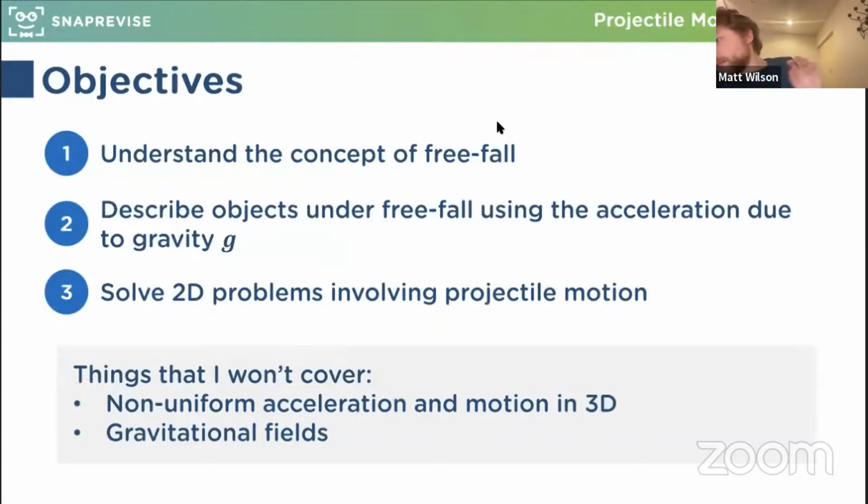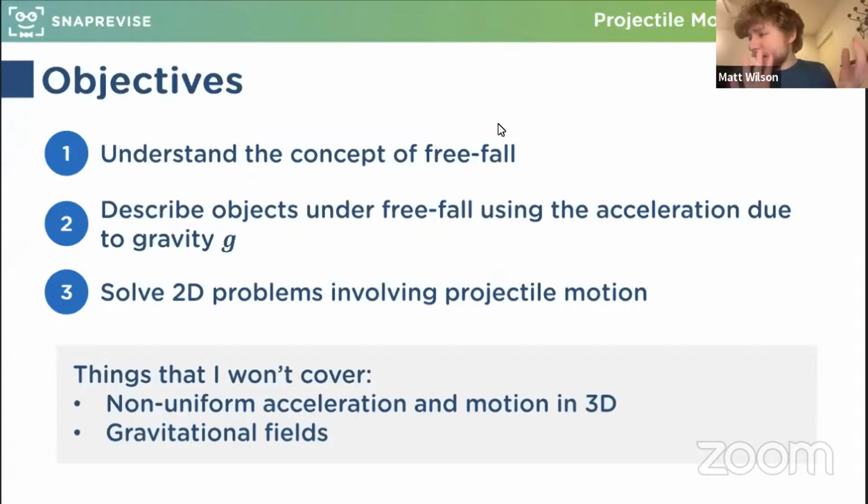Now let's get to the important bit. Let's go through today's objectives. Today we're going to try and do three things. We're going to try and understand the concept of free fall. We're going to describe objects moving under free fall using the acceleration due to gravity g, and we're going to introduce this number g and explain what its relevance is. And we're going to solve 2D, that is two-dimensional, projectile motion. This is a key bit today.